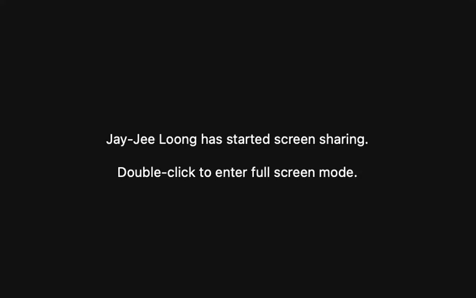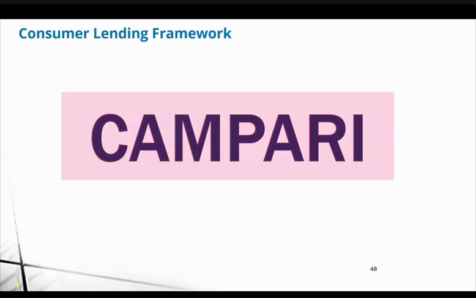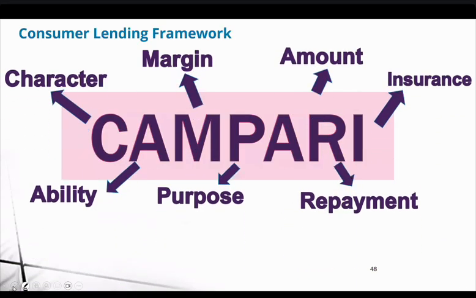Okay, let's go straight into it. Empower framework. In business lending, you would never use this. This is more common for consumer lending. They will test you on the definition for this in the exam. Very straightforward. It's character, ability, margin, purpose, amount, repayment, and insurance.